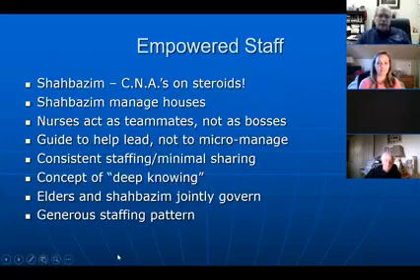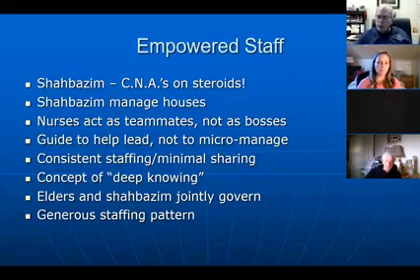Okay, next slide. Empowered staff. As I mentioned, the Shabazim are CNAs on steroids. They do a whole lot. They are in charge. There is no administrator or director of nursing in the house on a regular basis. Those folks do float through to make sure everything's working well, but we trust and empower the Shabazim to actually be sort of like house mothers, I guess you could say.